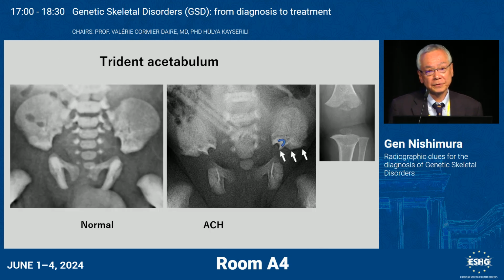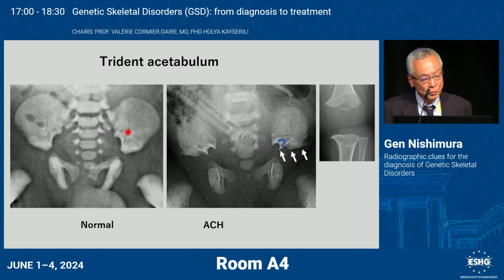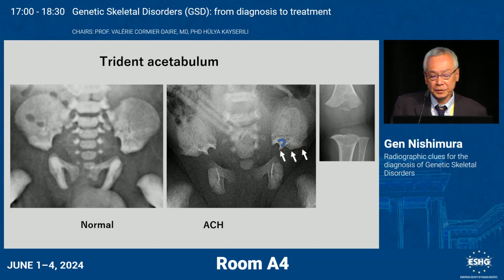What is a trident acetabulum? As compared with a normal infant, you can see first spur here, second spur here, a little bit of spur here, and the first concavity here, second concavity here. This configuration is termed trident acetabulum. This is equivalent to metaphyseal cupping and metaphyseal spur of the long bones.